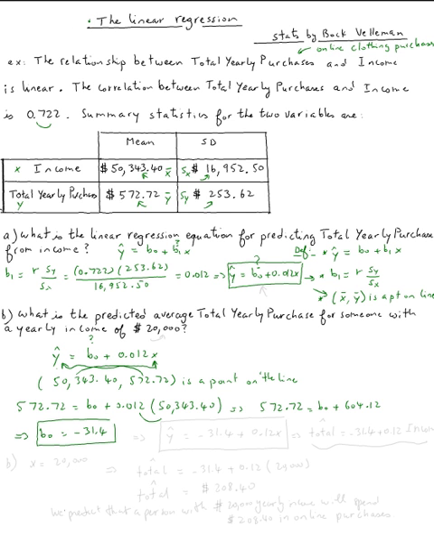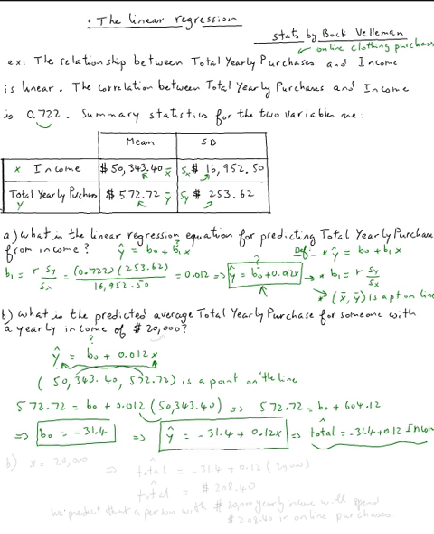Now I found b0, so I plug it back in. Therefore, here's my equation: y hat is equal to negative 31.4 plus 0.012x. Just to make it look nice, y is the total purchases online, so I'm going to write total hat is equal to negative 31.4 plus 0.012 times x, and x is the income. So this is the equation.